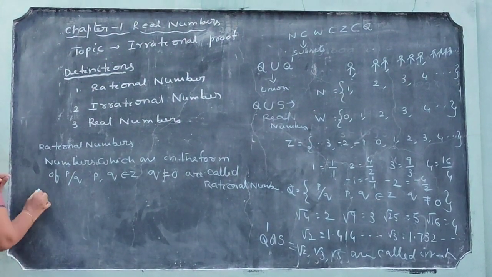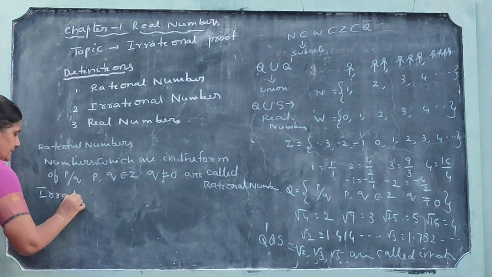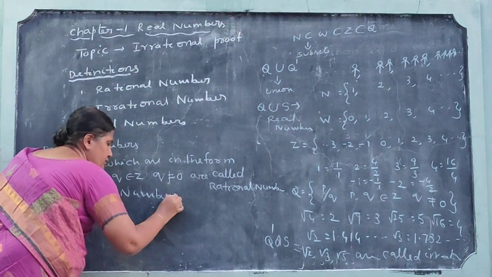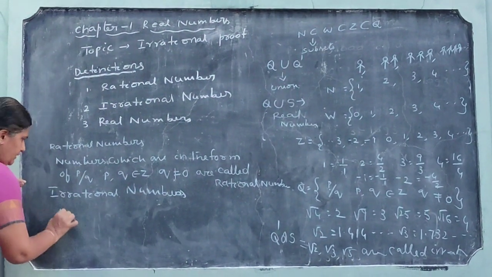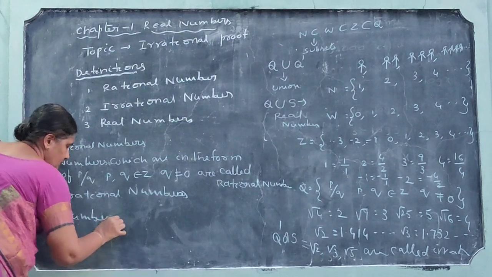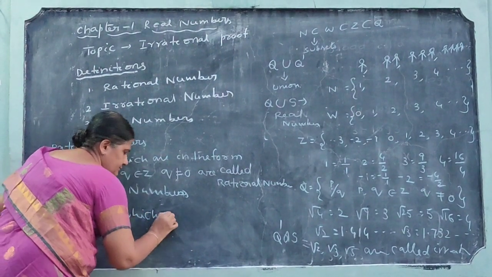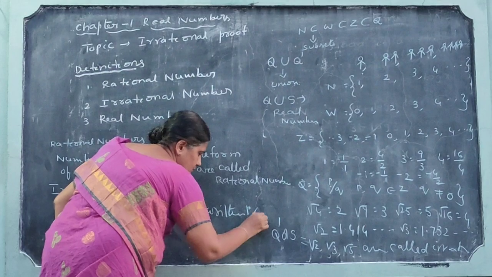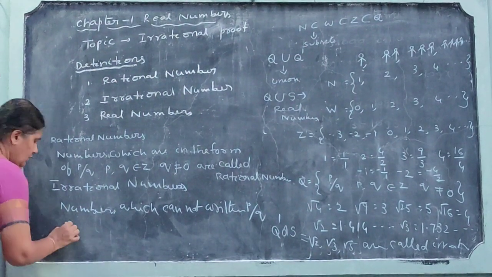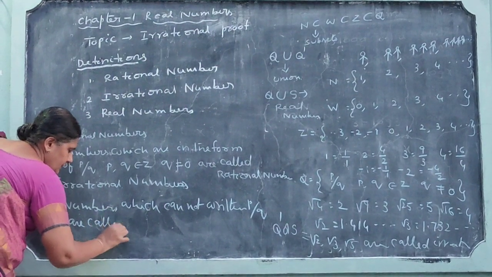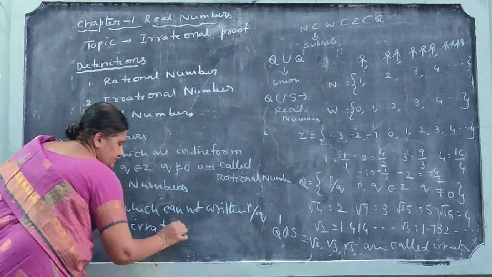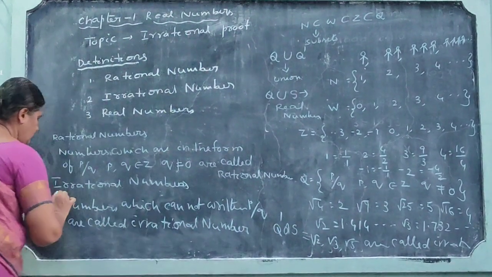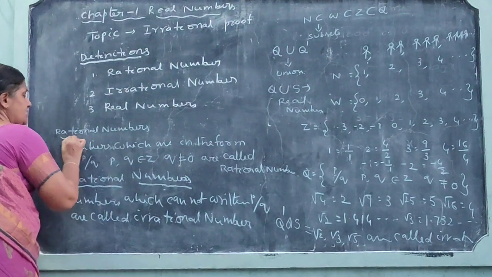Now listen. One more. Irrational numbers. Numbers which cannot be written as P by Q, which we can't write in the form of P by Q, are called irrational numbers. Now this is the irrational number definition. This is the rational number definition.